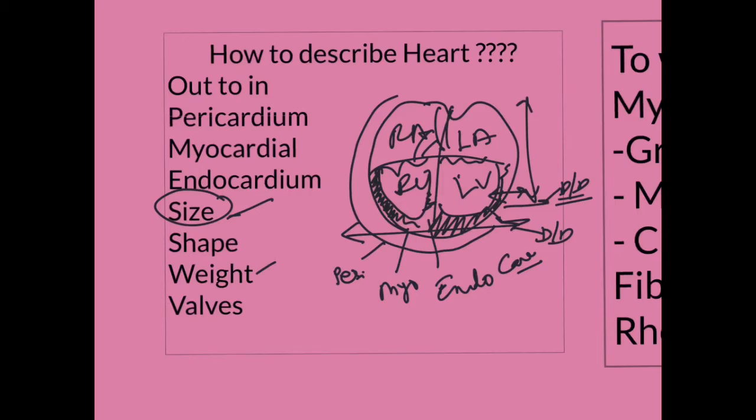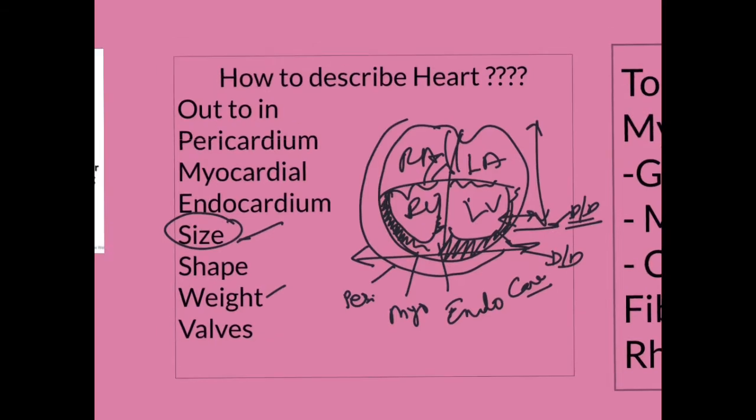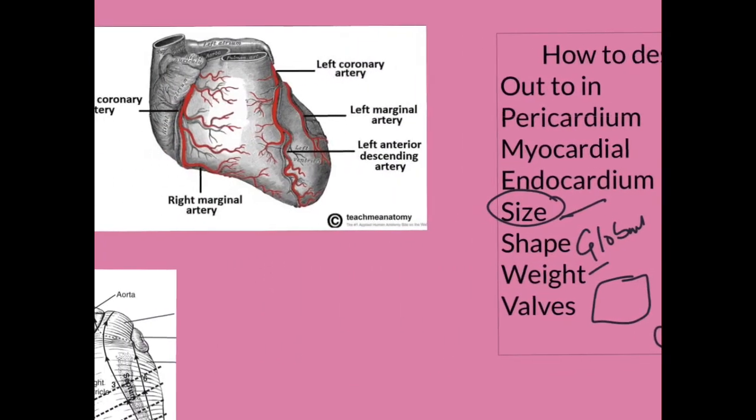The normal shape of the heart is globular. So normally the heart is a globular shape, but if the shape is changed, it will become box like, or shoe like, various shapes of the heart which have been described on radiology. So that thing you should remember when you are describing the heart.